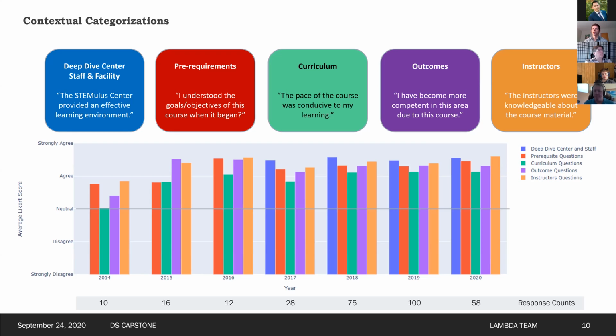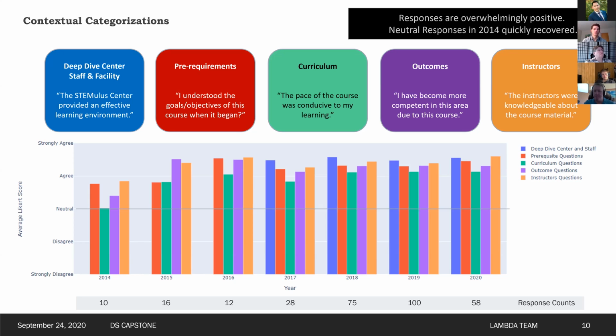And lastly, we had a grouping about instructor questions. So were the instructors knowledgeable? Did they answer questions? Things like that. And the bar graph below shows the average Likert scores for each of these categories over all the years that Deep Dive has been operating. And as we can see, most of the data is extremely positive. More neutral sentiment in that 2014 year quickly rises, which is exactly what we'd expect, kind of a little bit of a learning curve for a new organization.